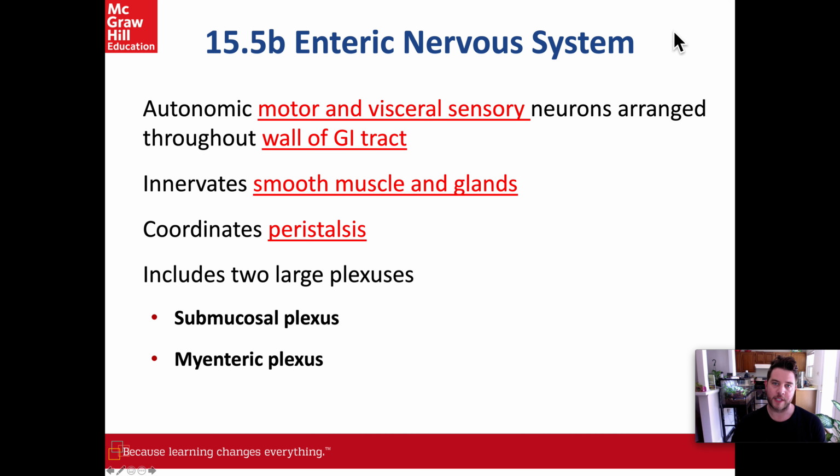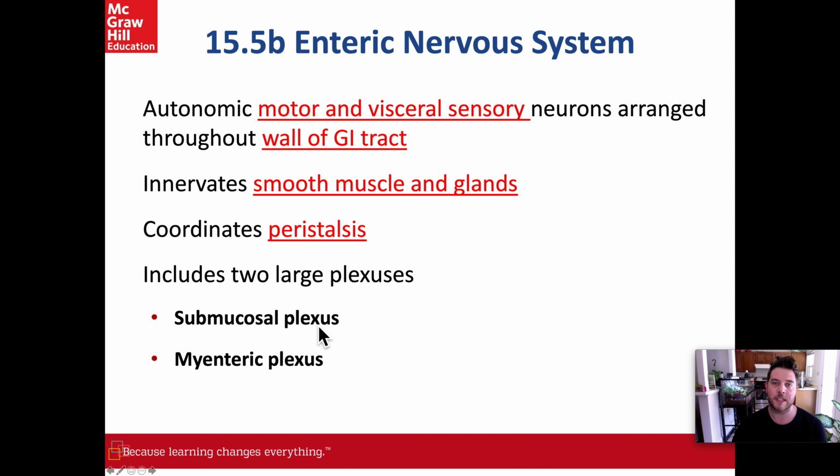Your enteric nervous system is essentially the part of your nervous system that extends into your gastrointestinal system. Its autonomic motor and visceral sensory neurons are arranged throughout the wall of the GI tract. It works to innervate smooth muscles and glands. It coordinates peristalsis. And it has two large plexuses, the submucosal and the myenteric plexus.